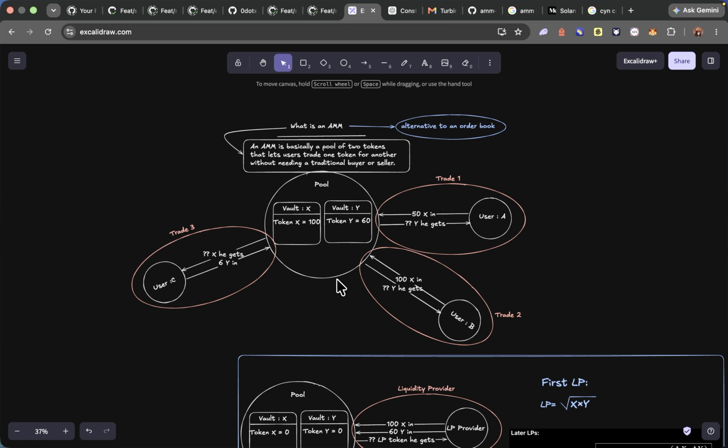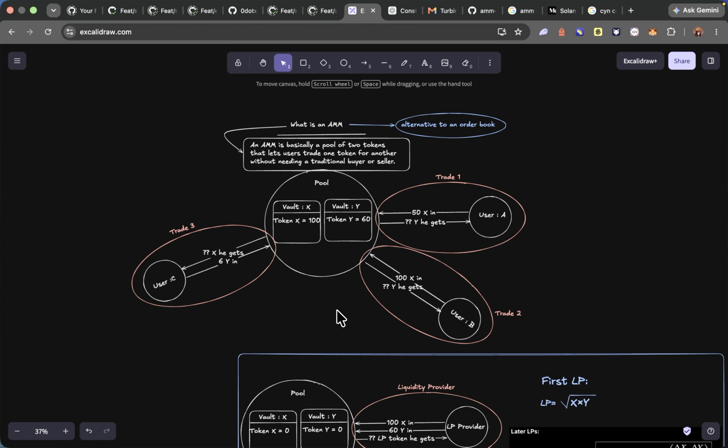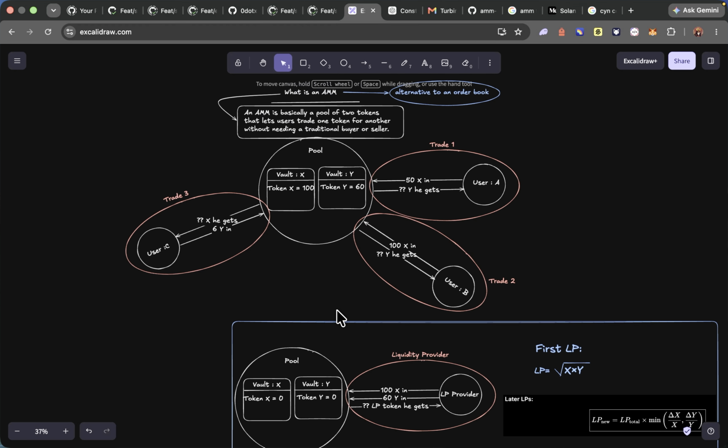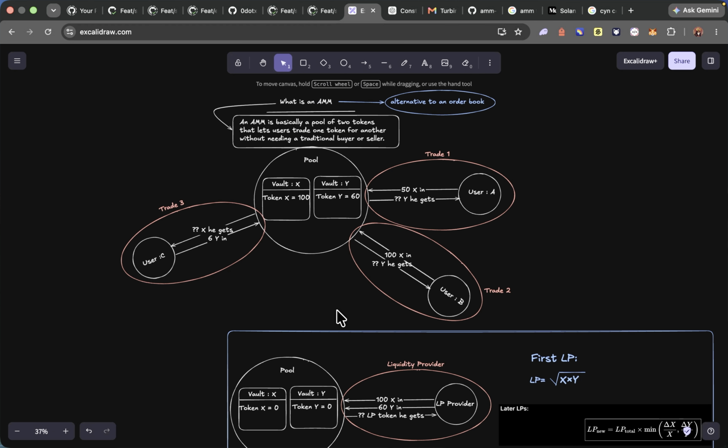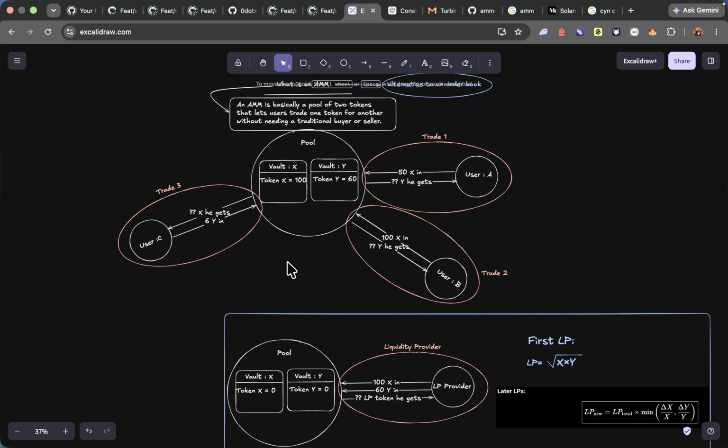So before we go into the mathematical formula that governs the AMM pool, we'll have to discuss one more thing, that is what kind of users or what kind of people visit an AMM. So there are two types of people. Either you are a trader, you want to exchange your X token for Y token, you want to exchange something, then you come to the pool. Or let's say you are a liquidity provider. What do you mean by a liquidity provider?